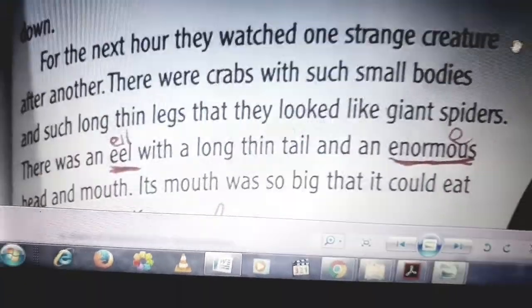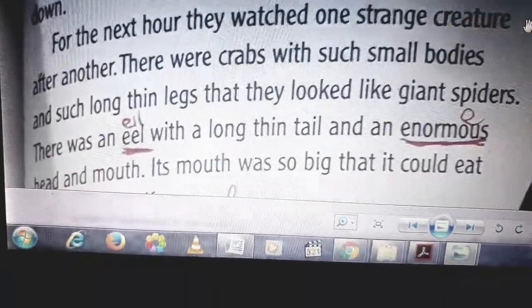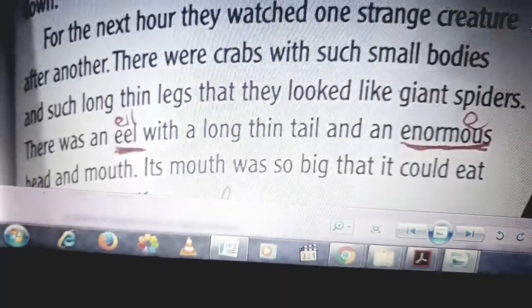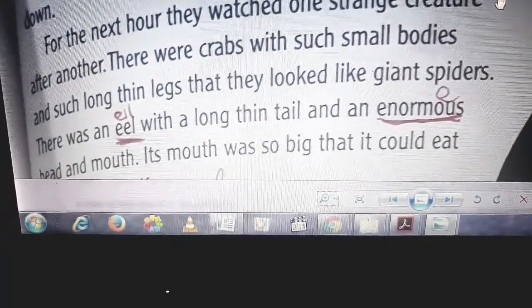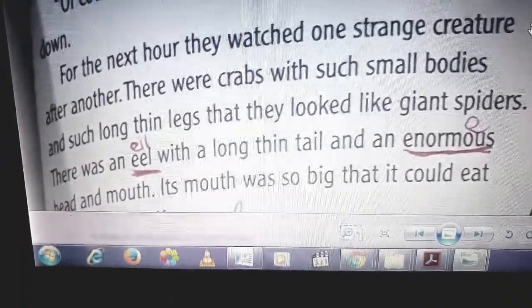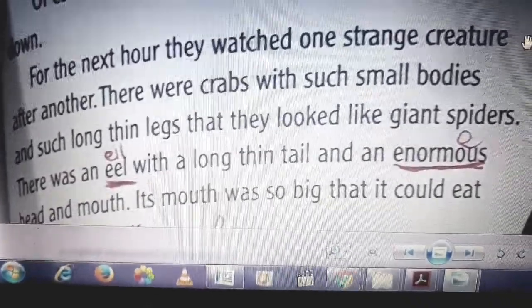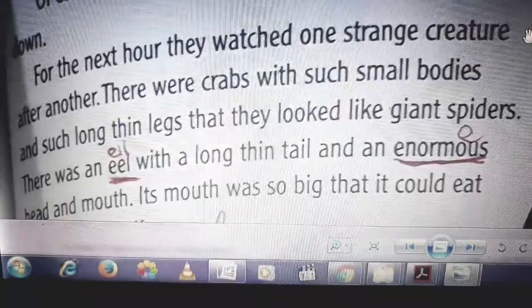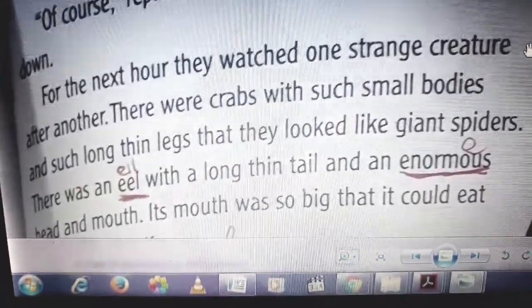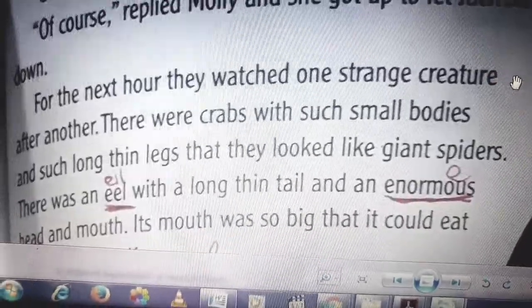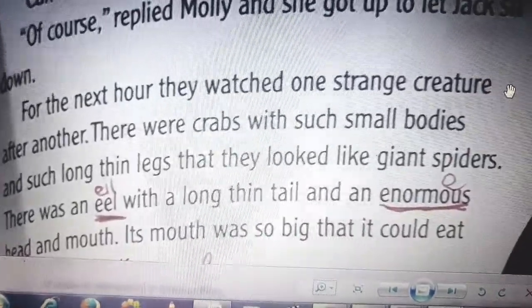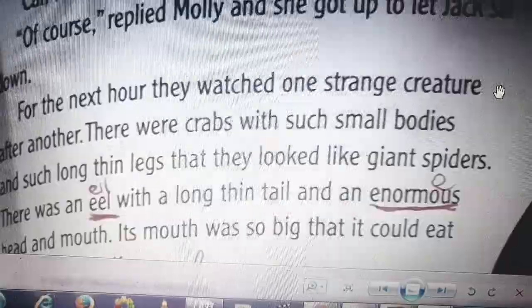Okay, let's continue. There was an eel with a long thin tail and enormous head and mouth. An eel is a type of sea creature, one of the sea creatures. Before we start with the eel, let's take a look at the crabs and the eel.